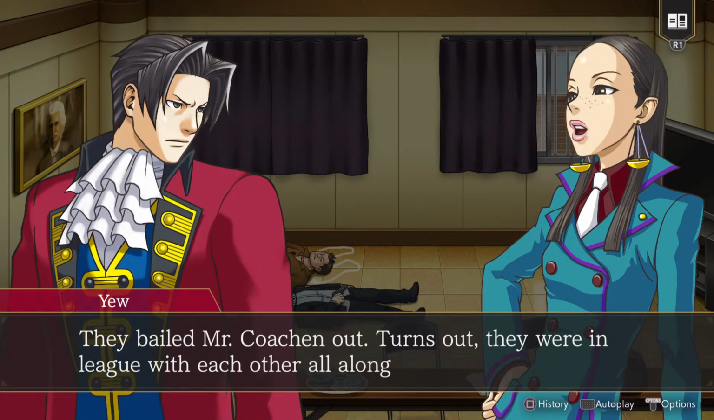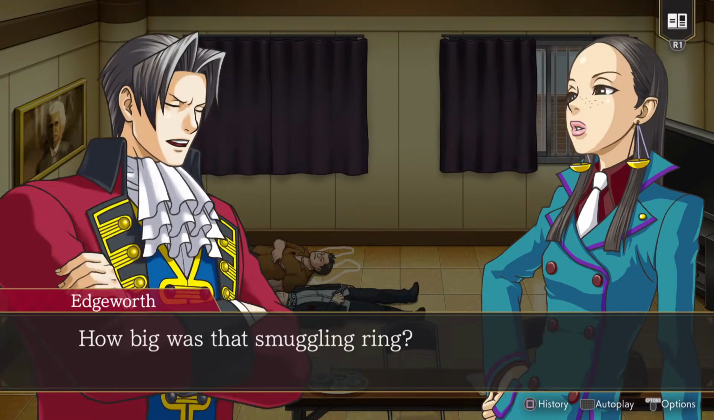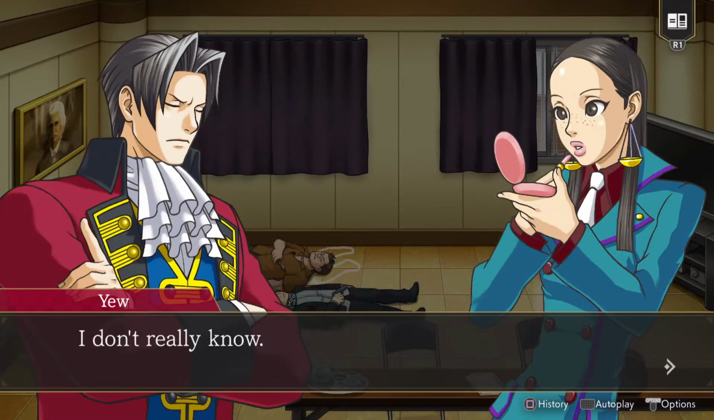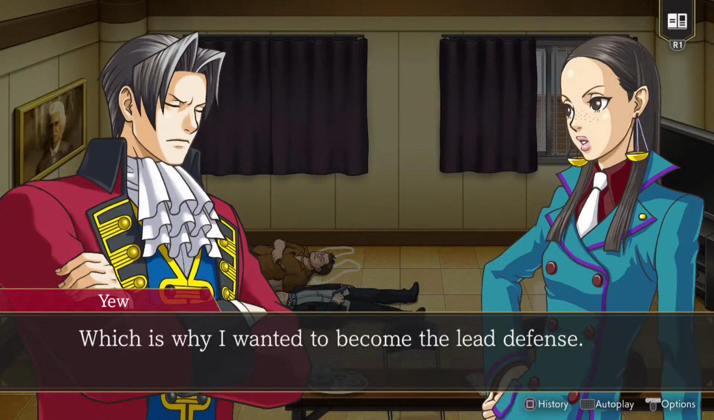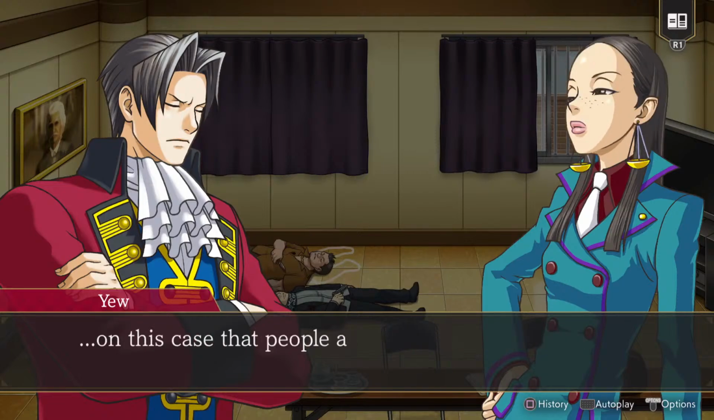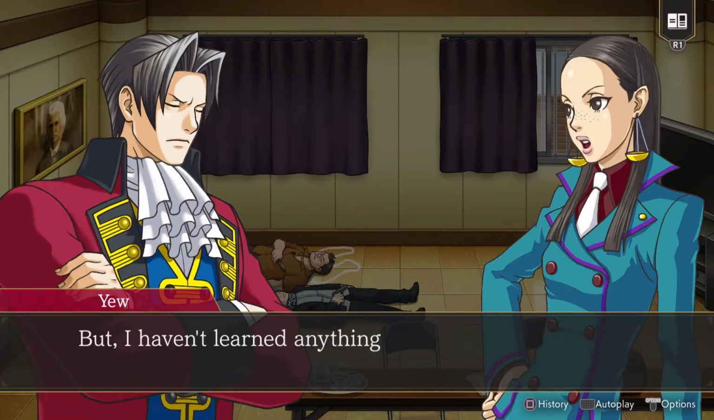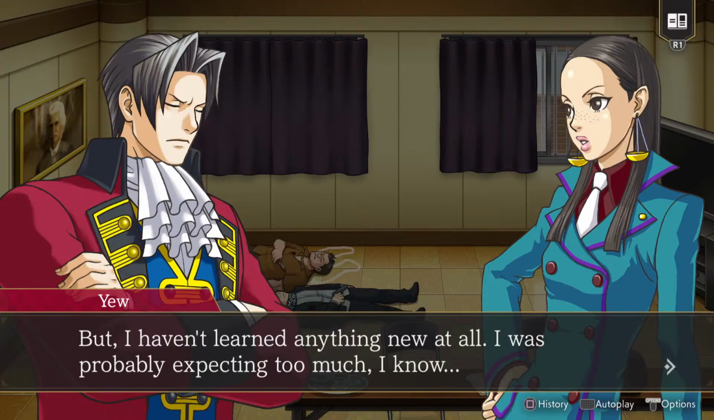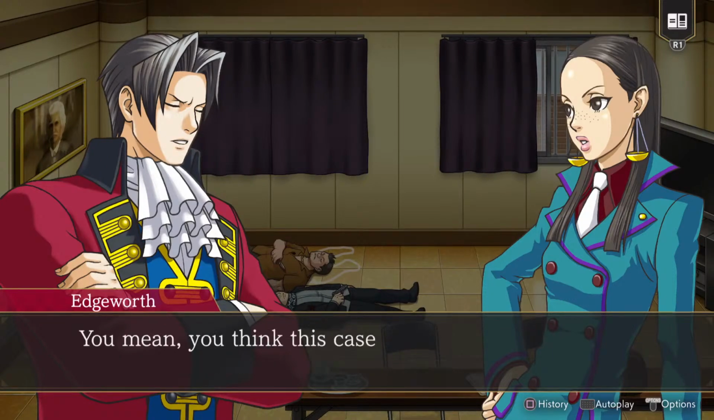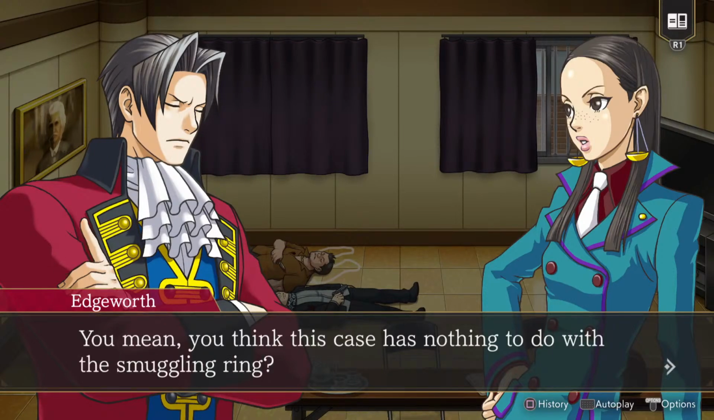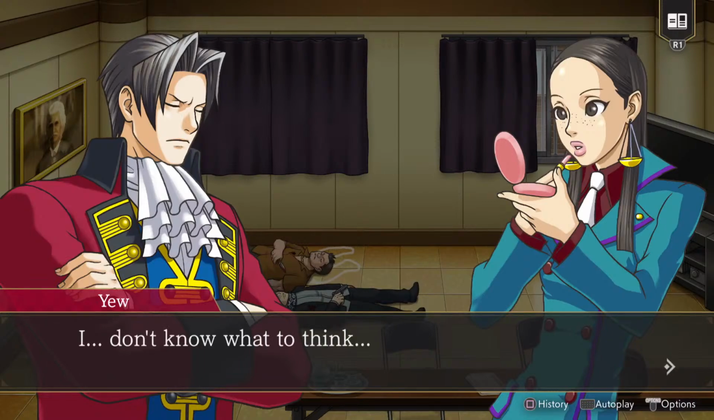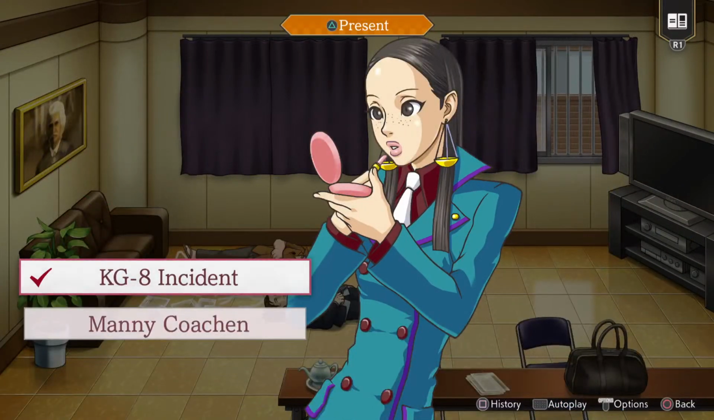Turns out they were in league with each other all along. How big was that smuggling ring? Was it a large operation? I don't really know, which is why I wanted to become the lead defense on this case that people are calling the second KG-8 incident. But I haven't learned anything new at all. I was probably expecting too much, I know. You mean you think this case has nothing to do with the smuggling ring? I don't know what to think.